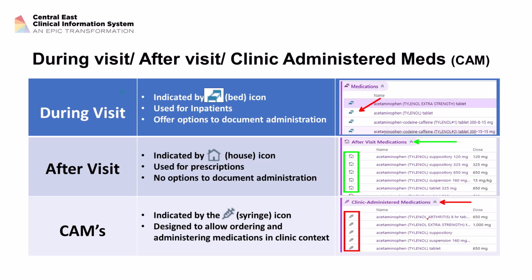Now let's look at during visit, after visit, and clinic administered medications. During visit medications are indicated by the bed icon. These are to be used for inpatients, and they offer an option to document the medication administration. After visit medications are indicated by the house icon. These are to be used for prescriptions. Finally, clinic administered medications are indicated by a syringe icon. These are specifically designed to allow order and administration of medications in an outpatient clinic context. Think of that Venofer infusion through a clinic example.